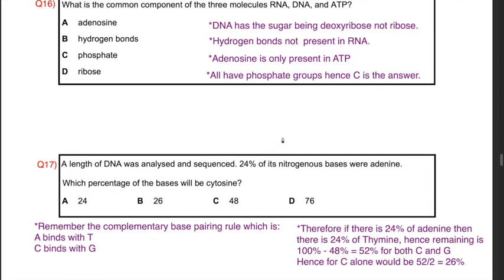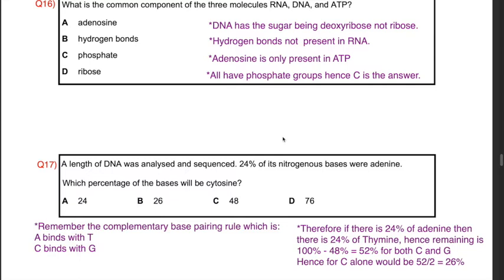Question 16. What is the common component of the 3 molecules RNA, DNA and ATP? The common molecule in all 3 of them is phosphate, because all have phosphate groups. Whereas if you look at adenosine, it is only present in ATP, whereas in RNA and DNA it is called adenine, not adenosine. Adenosine is where adenine binds to the sugar unit, which is only specifically present in ATP. Therefore, it is not common in all 3. B. Hydrogen bonds. Hydrogen bonds are not present in RNA, therefore it is not a common component in all 3 of the molecules.